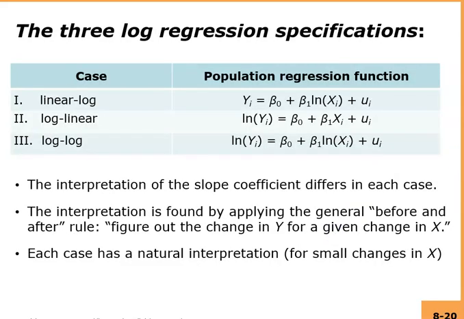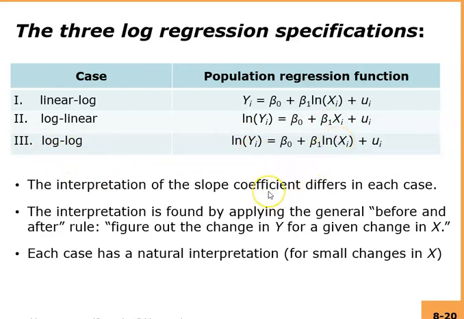So when we are dealing with log regression specifications, we need to be very careful about which kind of specification we are using, because the interpretation will change depending on what kind we are using. There are three classic forms of log regression specifications. The first one is the linear-log, in which the y variable is not logged but the x variable is logged. Then there's the log-linear, in which the y variable is logged but the x variable is not logged. And then there's the log-log specification, where both the y and the x variables are logged.